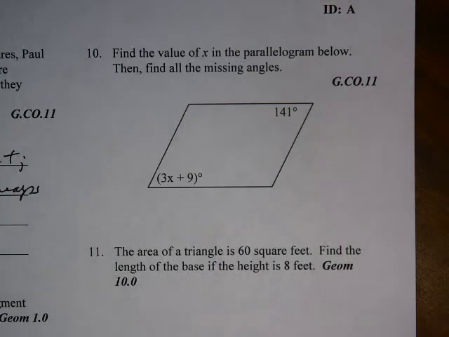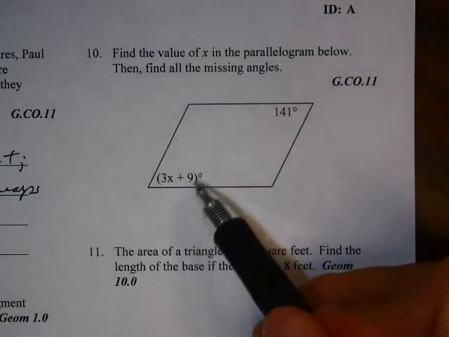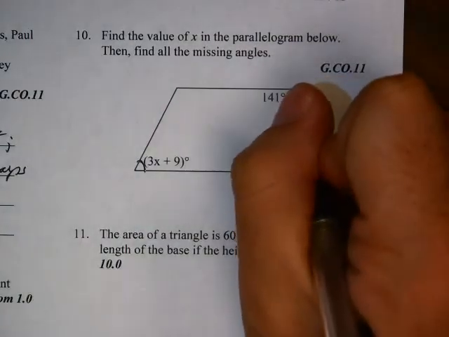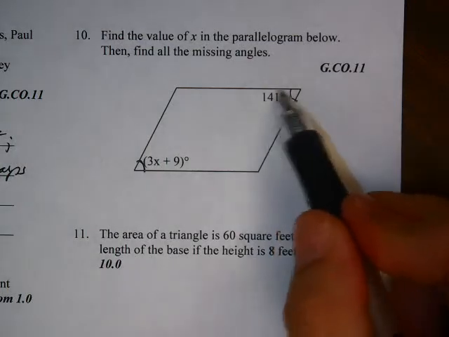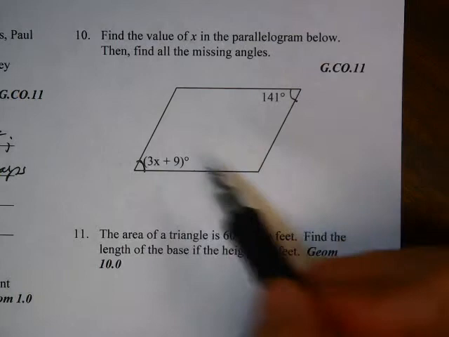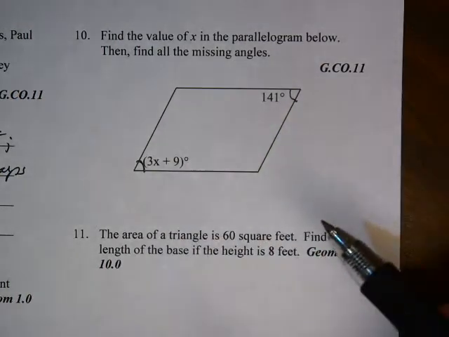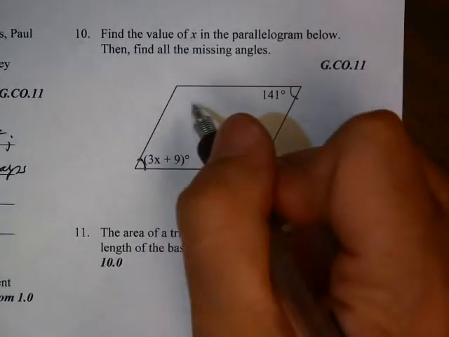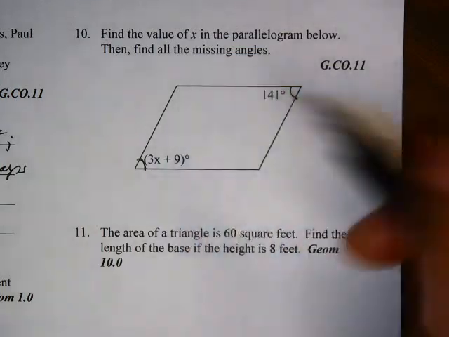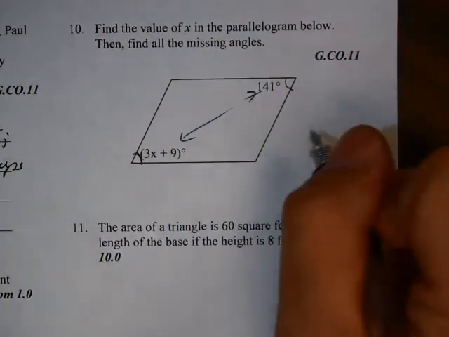One note is that the giant diagram is not drawn to scale. If we look at what's labeled, you have 3x plus 9 in this angle right here. 141 degrees in this one. And notice that 141 is obtuse, but this is an acute angle, so the diagram's off a little bit, but we can still solve. When you're looking at these two angles, you have to decide if they're opposite or consecutive. Consecutive, remember, went in a row, and consecutive were the ones that added up to 180. But since they're across from one another, they're opposite, which means they're equal to each other.